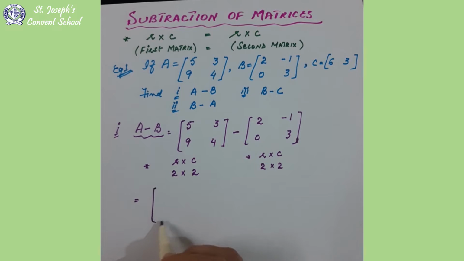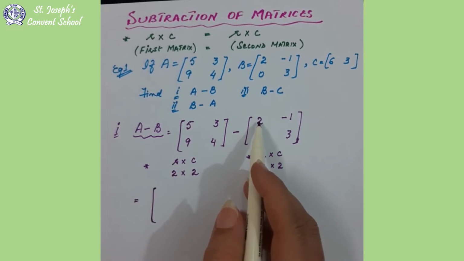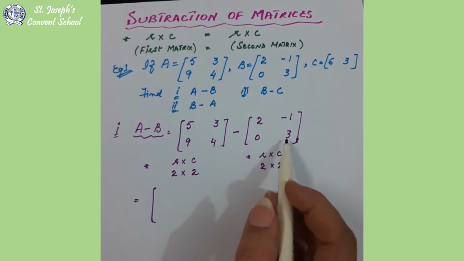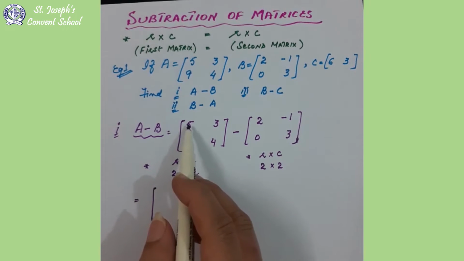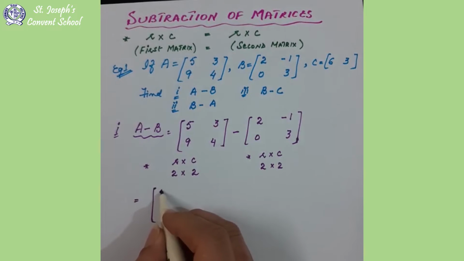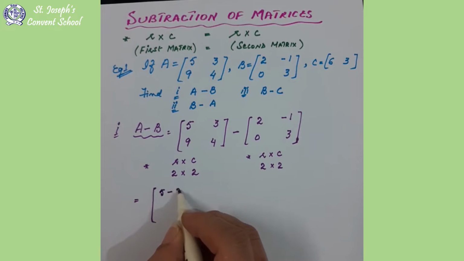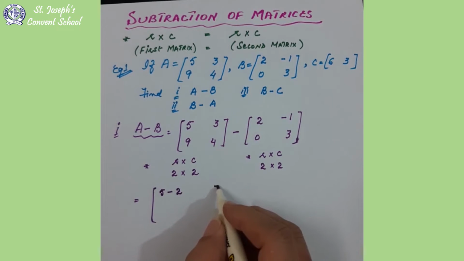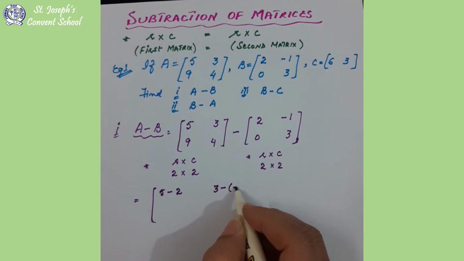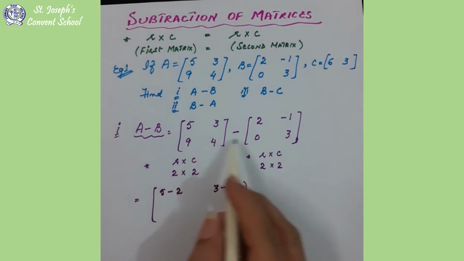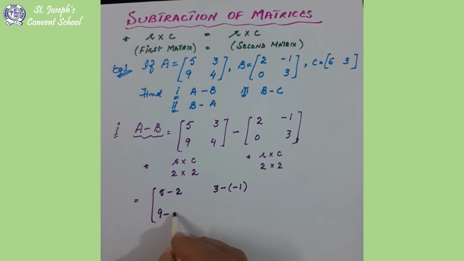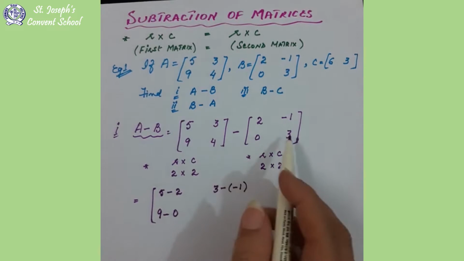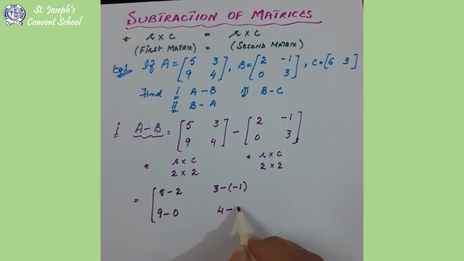So subtraction is also the same. First element minus first element, second minus second, third minus third, fourth minus fourth. Okay, let's start with this. 5 minus 2, first element minus first element. Then second minus second, 3 minus in the bracket minus 1. Sorry, third minus third, and fourth minus fourth, 4 minus 3.